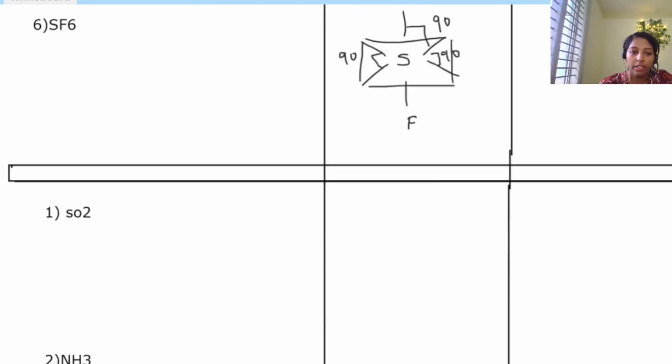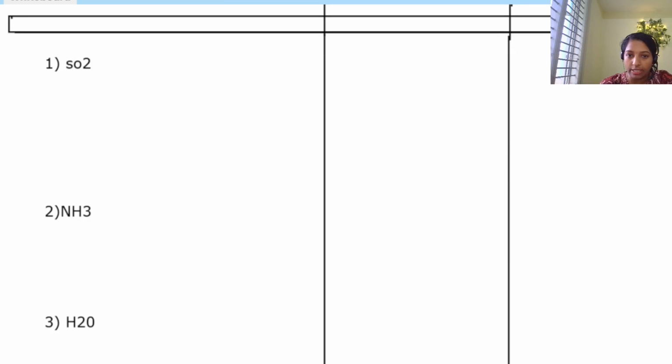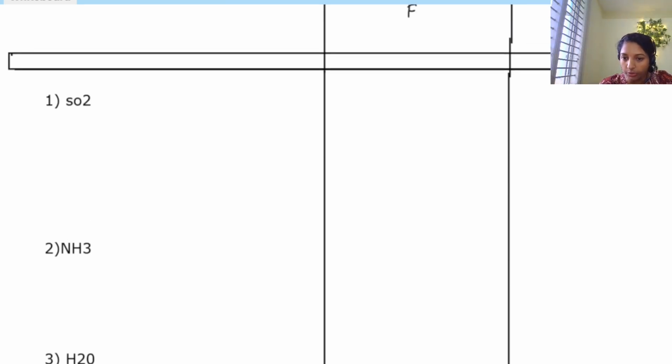Okay, now let's see what about this SO2. How do you do this SO2? Okay, sulfur has 6 valence electrons, so 2, 4 and 6. Oxygen is in the same family, it also has 6 electrons. So you know that this is the shape of the Lewis structure. So how do you draw the Lewis structure? Again, I'm telling you, we already did that in a video, so you can look at that one.